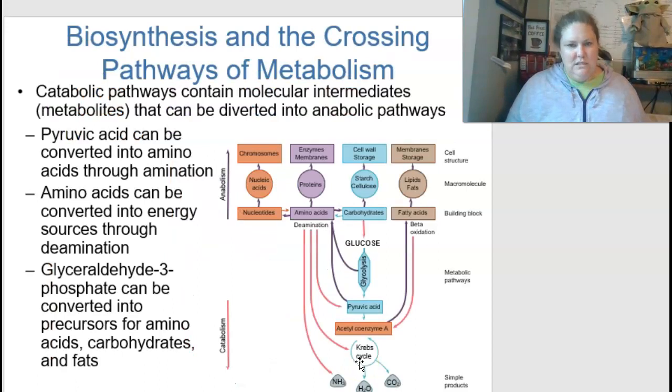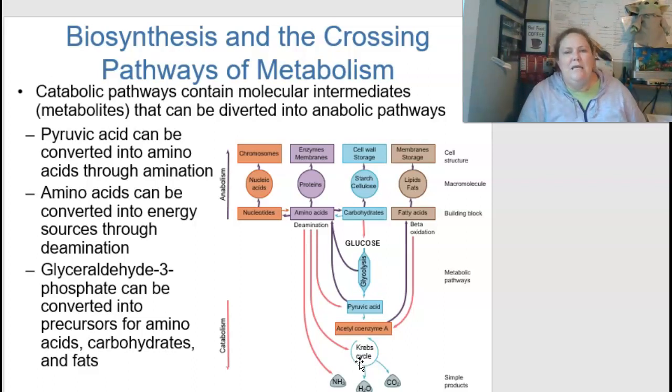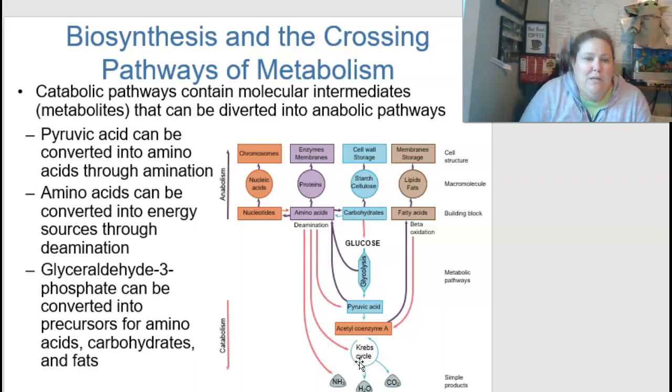So what about this biosynthesis and the crossing of the pathways in metabolism? Well, the catabolic or breaking pathways contain molecular intermediates, otherwise known as metabolites, that can be diverted into those anabolic pathways too. Pyruvic acid can be converted into amino acids through amination. Amino acids can be converted into energy sources through deamination. And glyceraldehyde 3-phosphate can be converted into precursors for amino acids, carbohydrates, and fats. So you can see our bodies are multifaceted.